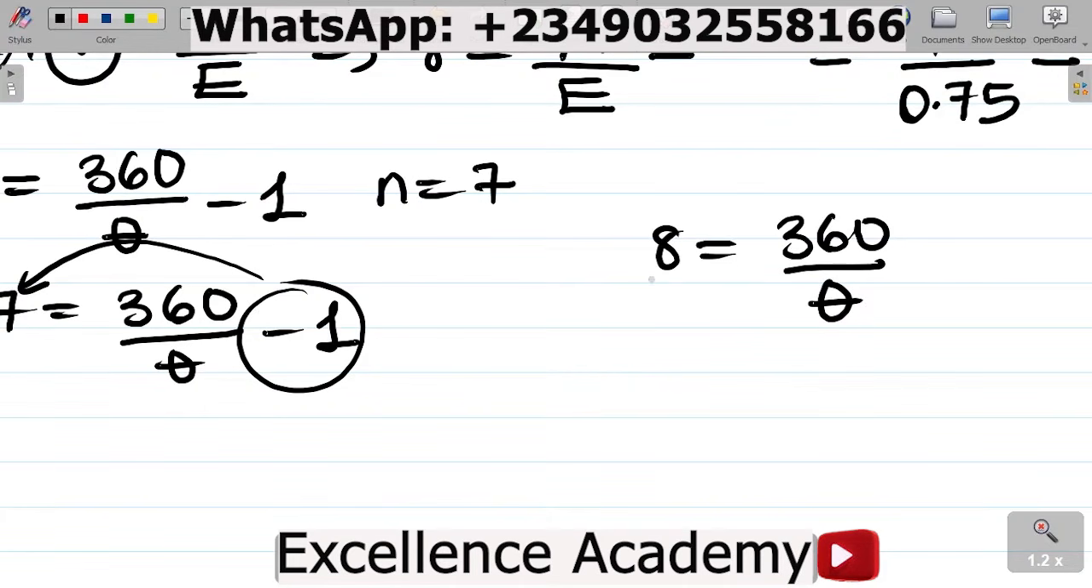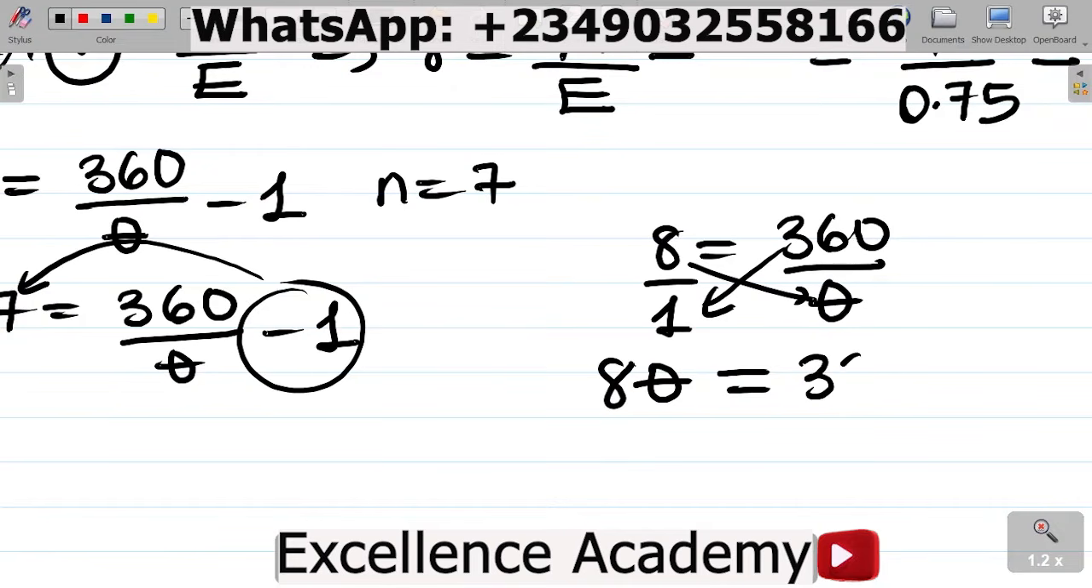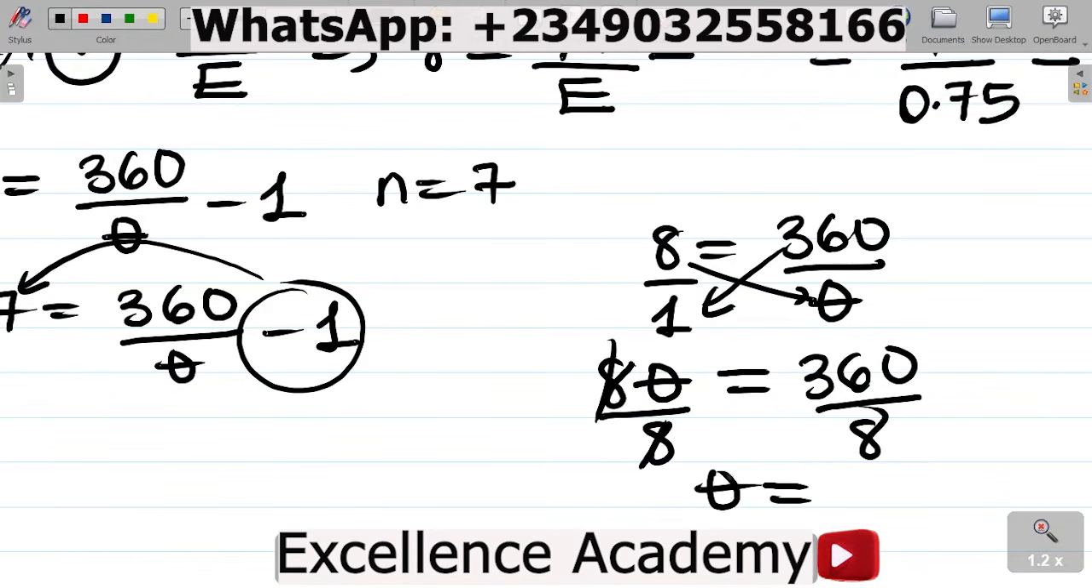That's the angle. From here, this becomes all over 1. So you have 8 times theta gives you 8 times the angle there, theta. It's equal to 360 times 1, which gives you 360. To get the angle theta, divide here by 8. Divide here by 8. This cancels this. So theta is equal to 360 divided by 8. You have 45, of course, angle in degrees.